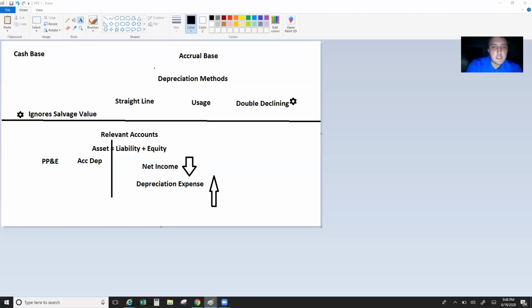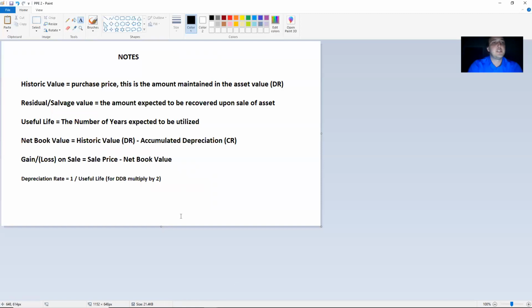Another slide I want you to work on is just some general notes here. So you'll hear historic value.